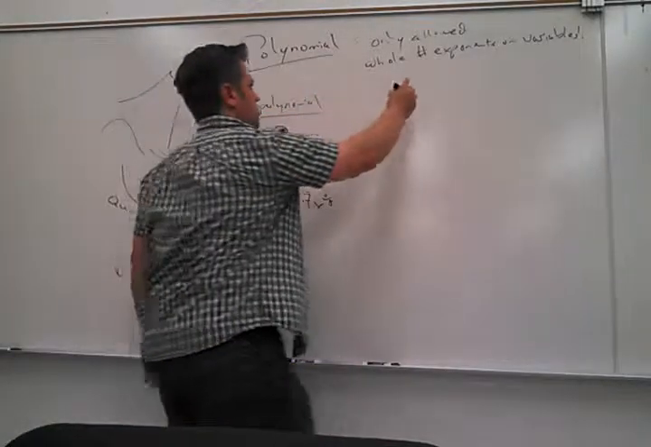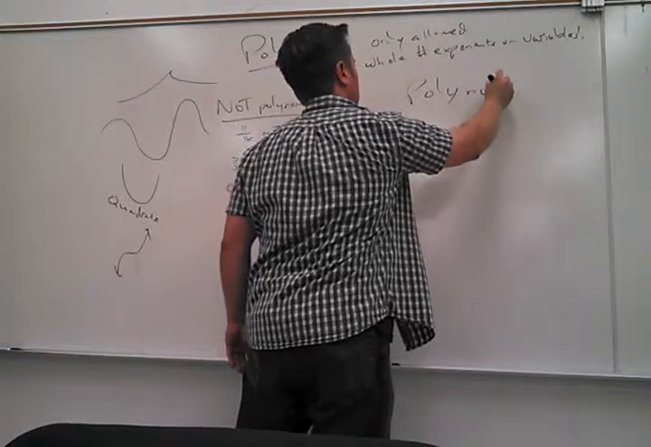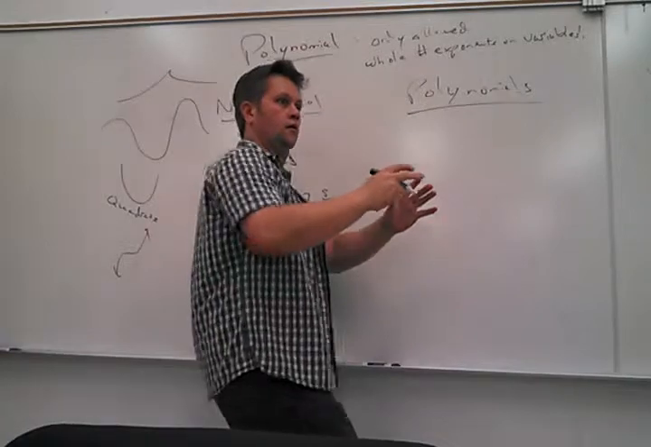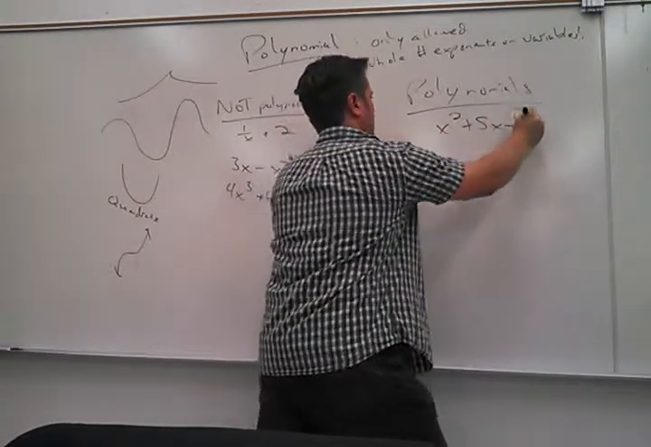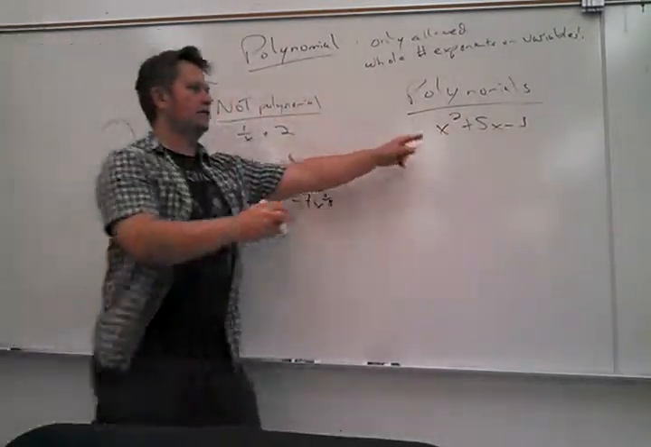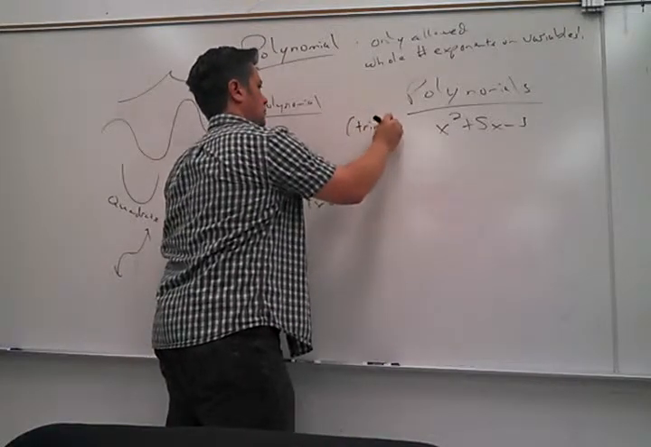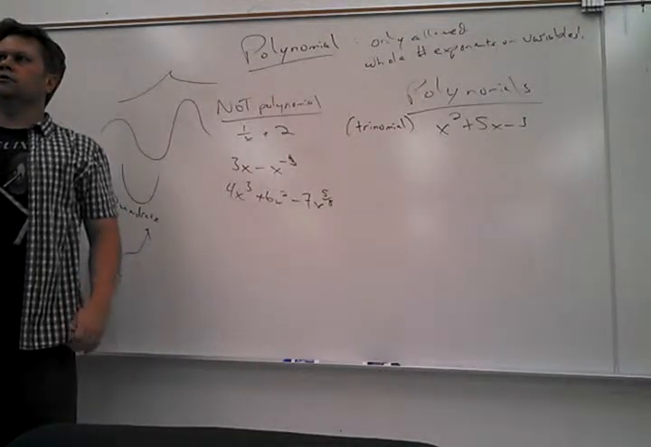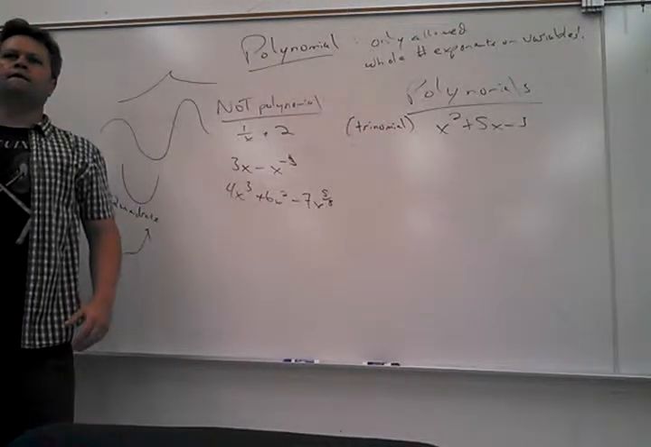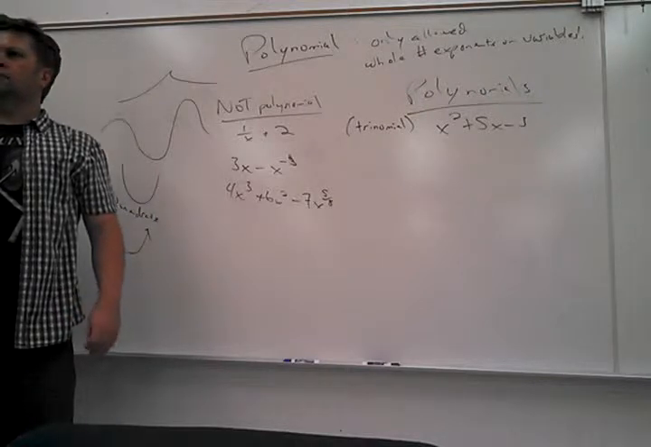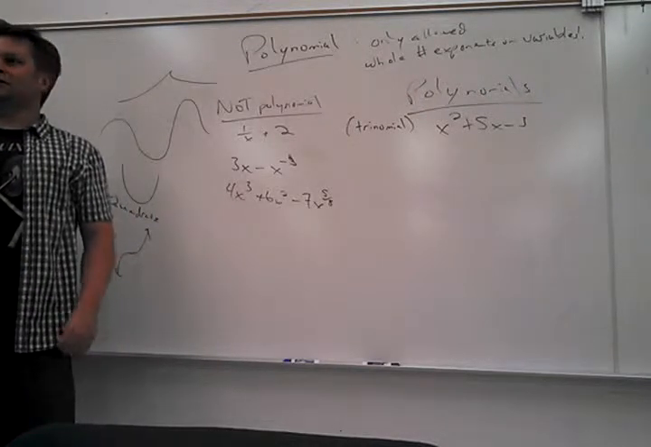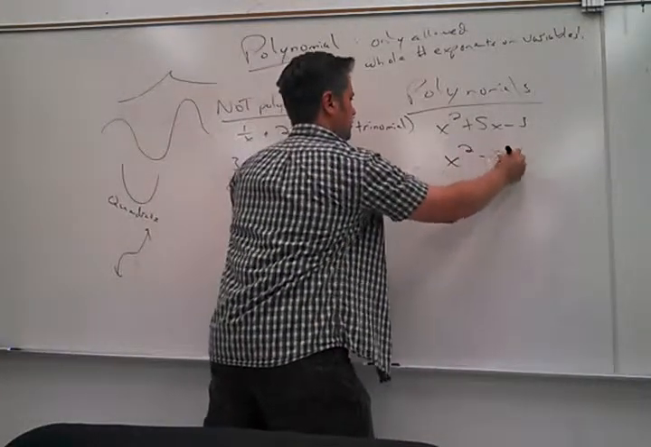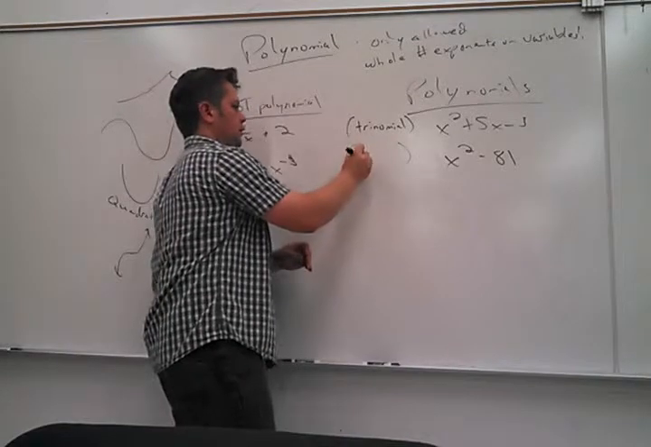Give me some examples of polynomials. X squared plus 5x minus 3. Cool. Specifically, that is a trinomial. Like tricycle. It's got 3 terms. Give me another one. All right. X squared minus 81? That would be a binomial, like a bicycle.